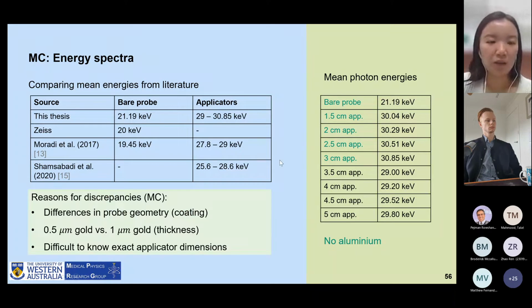Reasons for this could be differences in the probe geometry, like I mentioned earlier with the coatings. It could also be due to the gold thickness. Here we use 1 micrometer, whereas these 2 articles use 0.5. And it could be differences in the applicator geometry design because it's difficult to know the exact dimensions.